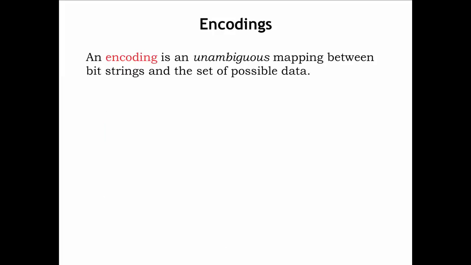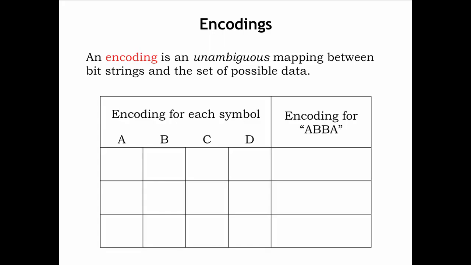Next, we turn our attention to encoding data as sequences of zeros and ones, a string of bits. An encoding is an unambiguous mapping between bit strings and the members of the set of data to be encoded. For example, suppose we have a set of 4 symbols, A, B, C, and D, and we want to use bit strings to encode messages constructed of these symbols, for example, ABBA. If we choose to encode the message one character at a time, our encoding would assign a unique bit string to each symbol. Since we have 4 symbols, we might choose a unique 2-bit string for each.